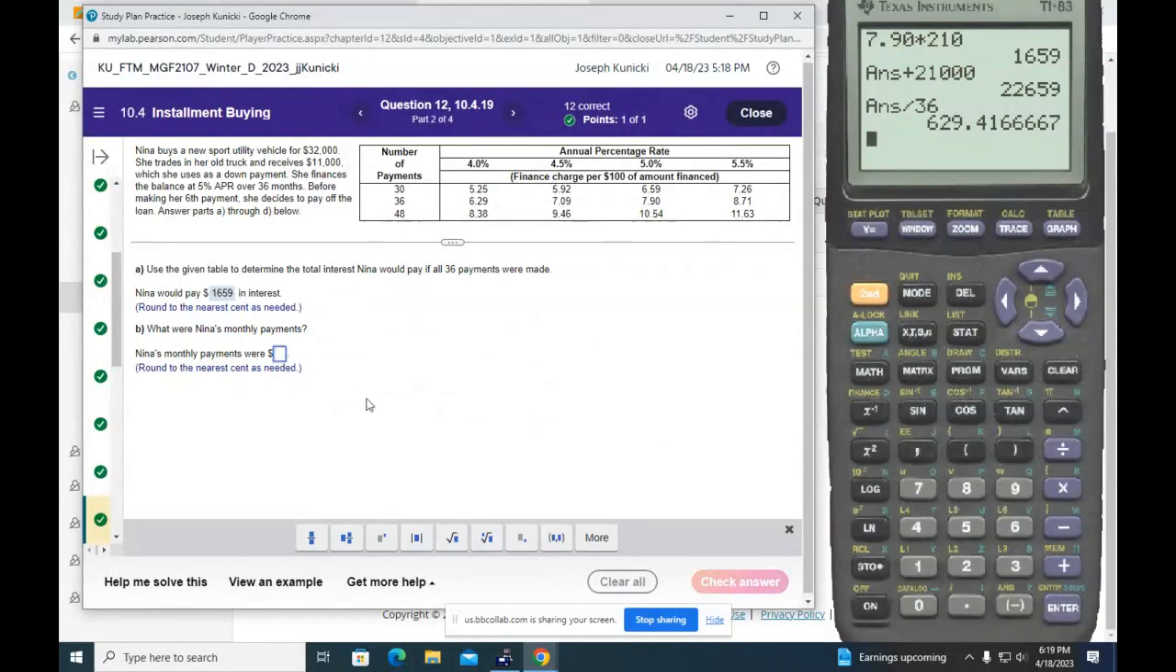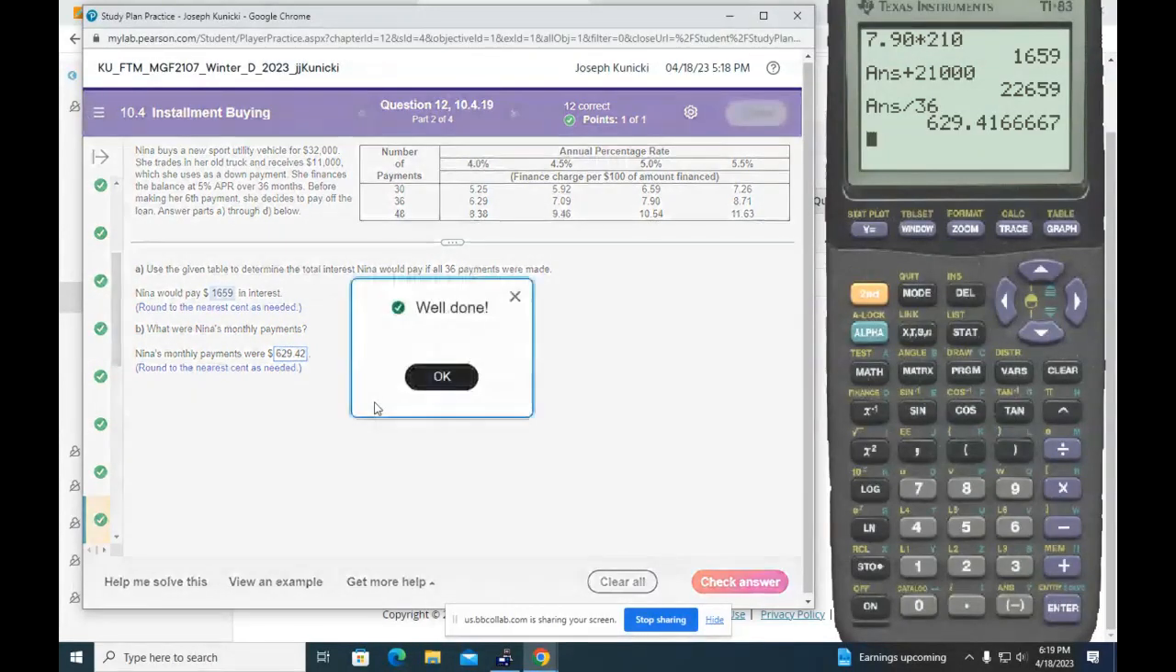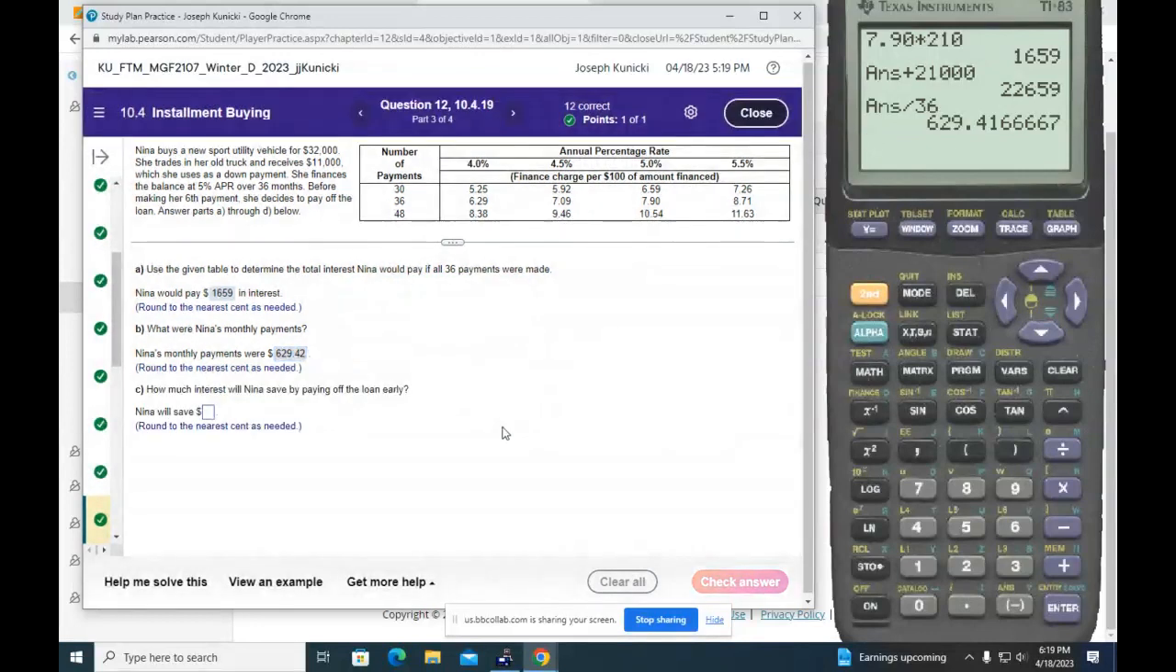Now, monthly payment, $629.42. Okay, how much interest will she save? So now there's 30 payments left, so the N is 30. Her monthly payment is $629.42, and I need V2. V1 was $790. Got to go up to the 30 because there's 30 months left. So that's 6.59 divided by 106.59.